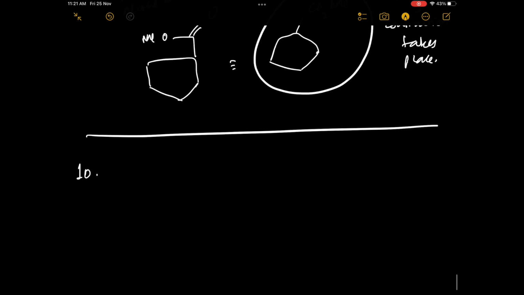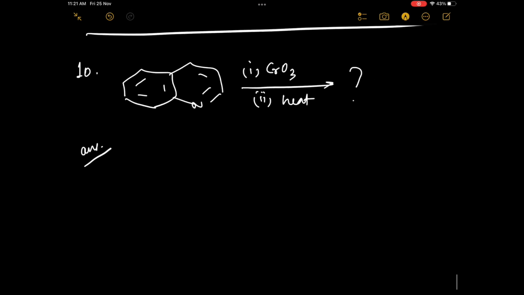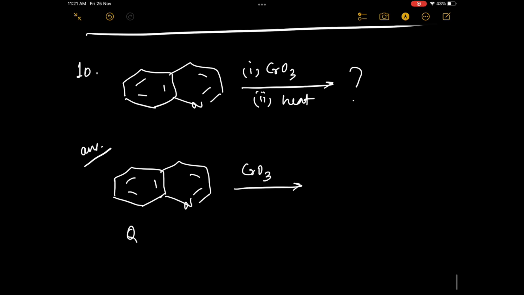Okay, so going to the 10th question, this is also a pretty easy question. This is an oxidation reaction in organic chemistry. We have been asked what happens if chromium trioxide, Cr(VI) oxide, is reacted with quinoline.